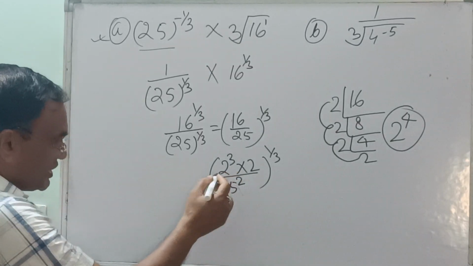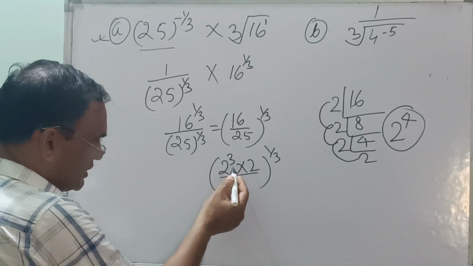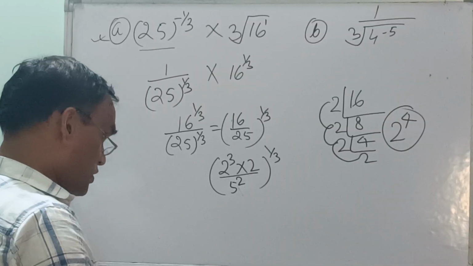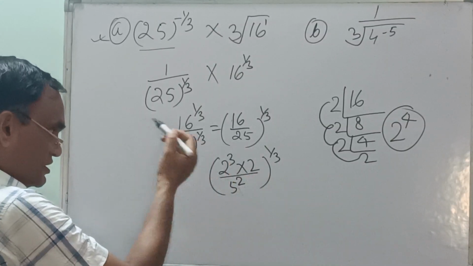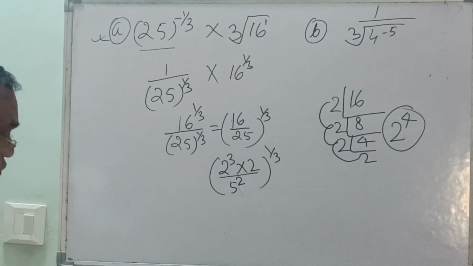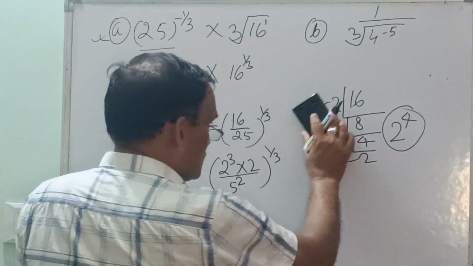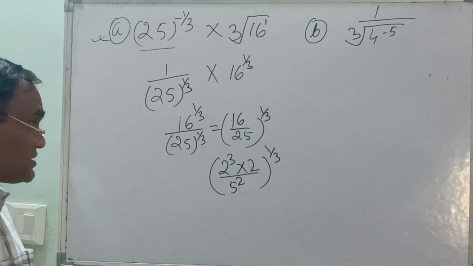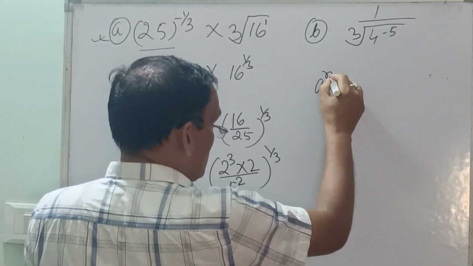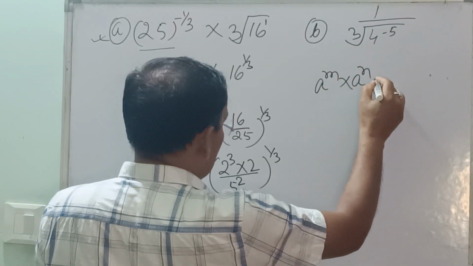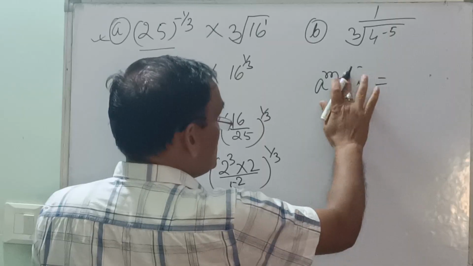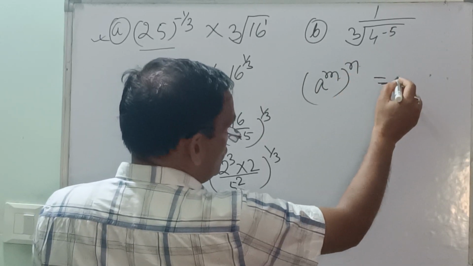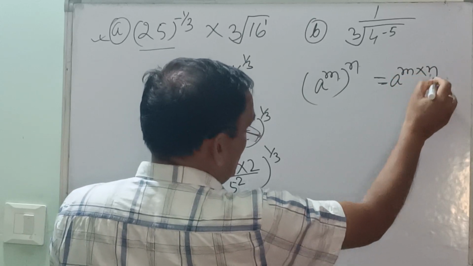Now again, what we are going to do: it is 2 to the power 3 into 2, and here it is 5 to the power 2. So now you are getting 3 here and 3 here. Right? And you know the one of the law of integral exponents, that if a to the power m and a to the power n, then we multiply, a to the power m into n. That we do.